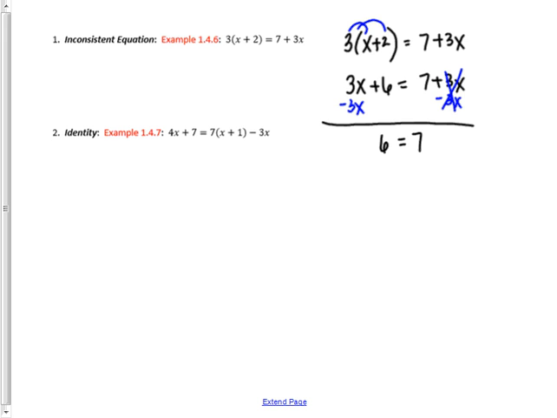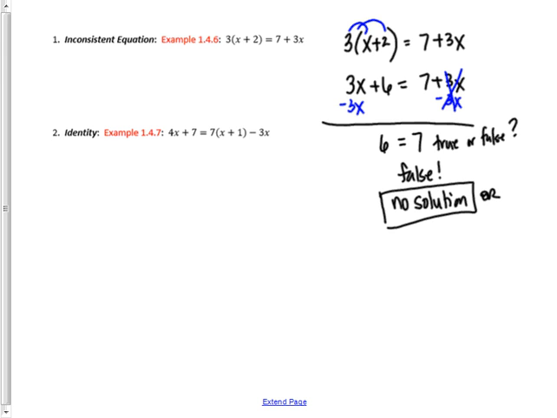And so when it disappears, you want to get down to the end and you want to ask yourself, is this true or is this false? Okay, well, is 6 equal to 7? Okay, well, it's false. So if you get a false statement, then your answer is no solution. You can either write no solution, or you can give this symbol for no solution, which is the empty set, that 0 with that slash through it. Okay. So that's what you do if it's false.